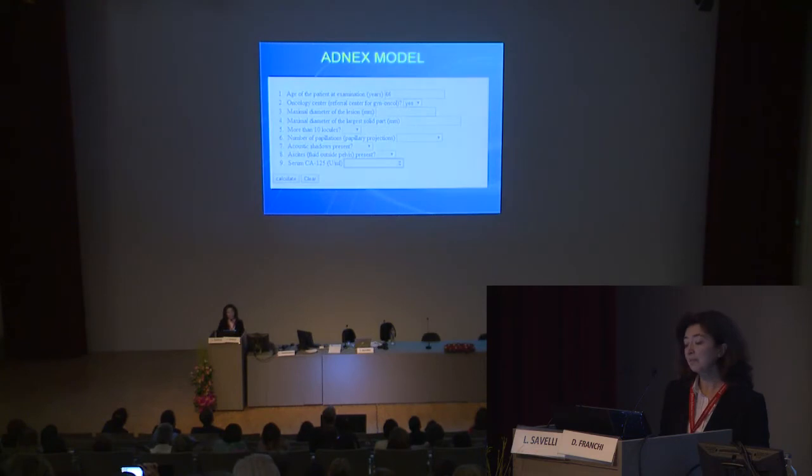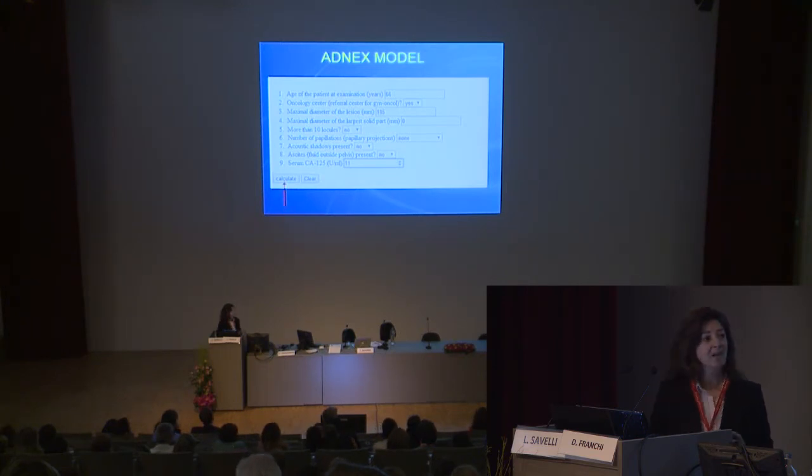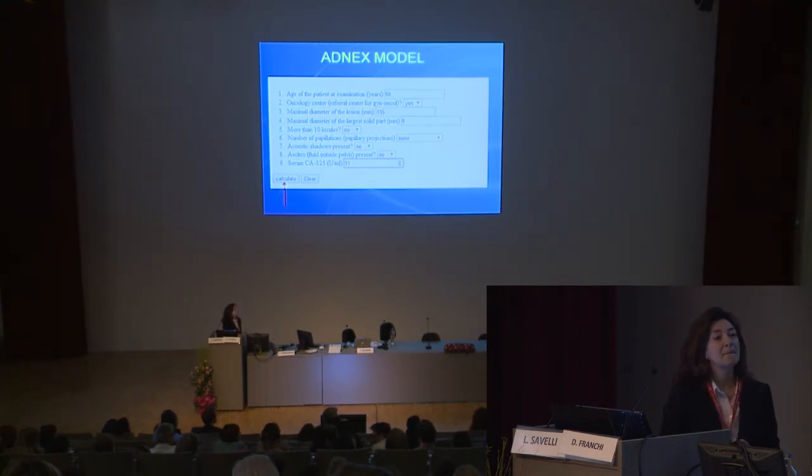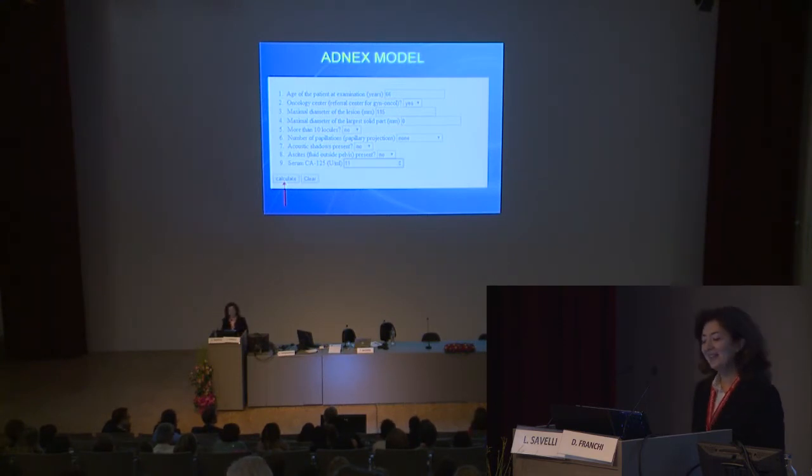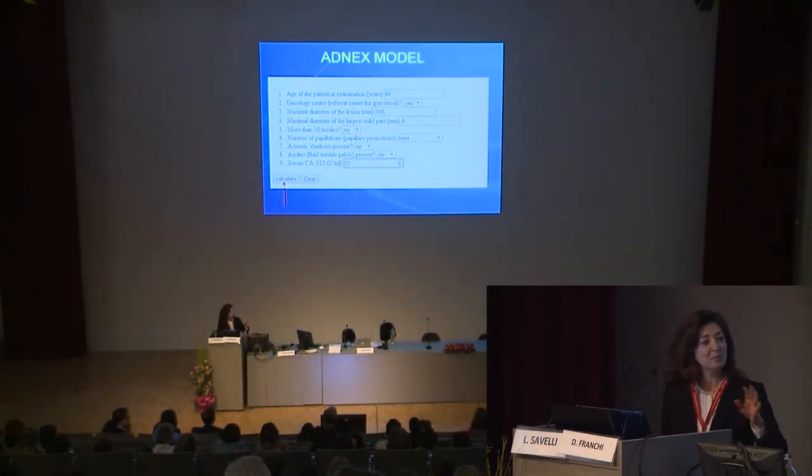Let's apply the rules. Age 66, diameter 115 millimeter, no solid portion, more than 10 locules, no. Papillations, I say no, because I was not sure that was a papillation. Acoustic shadow, no. Ascites, no. Biomarker, 11. I have one comment. We say always go for the worst case scenario. If you're in doubt whether there's a papillation, yes or no, then I would say yes. So I prefer to go for the worst case scenario. Okay, okay. But your result was the same.